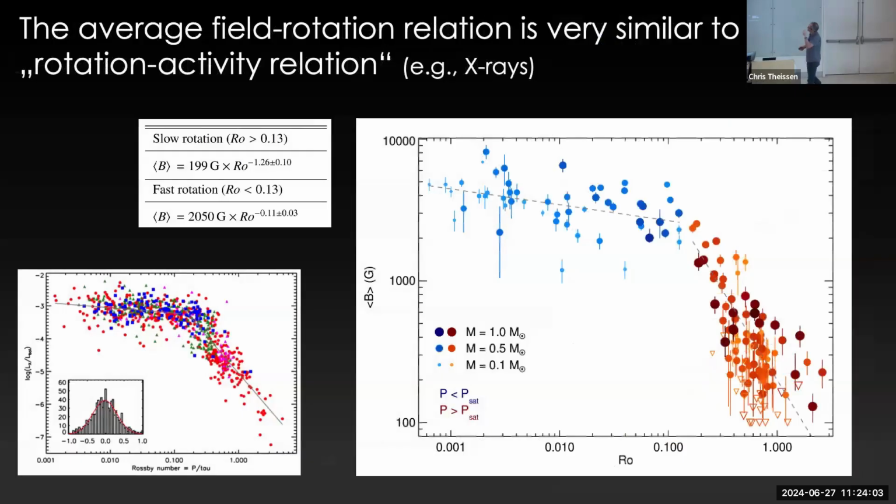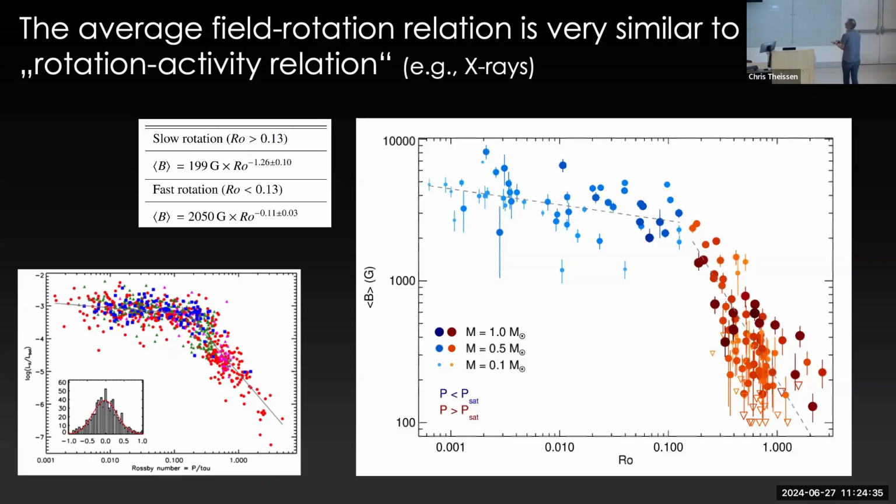Okay, and here's the money plot. Here's the magnetic field rotation relation. That looks pretty much, well, there's some scatter, of course, I admit that, but that's what we have. That looks pretty much like the rotation activity relation that we know. And well, it's probably not very surprising, but I think it's a big step that we can explain this diagram by its physical cause, which is the magnetic field generation.